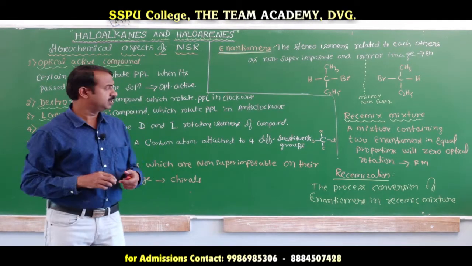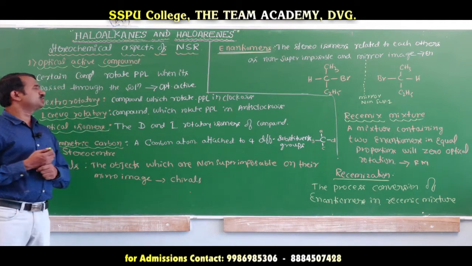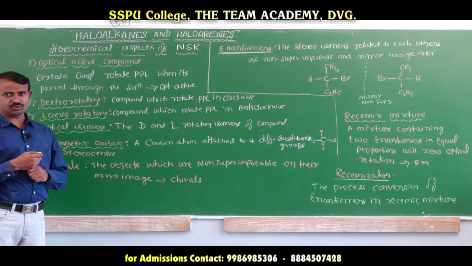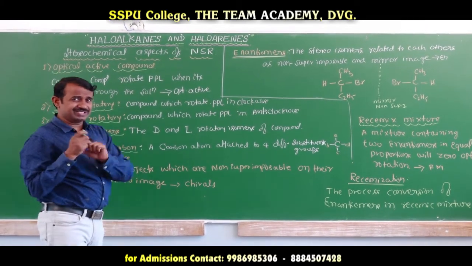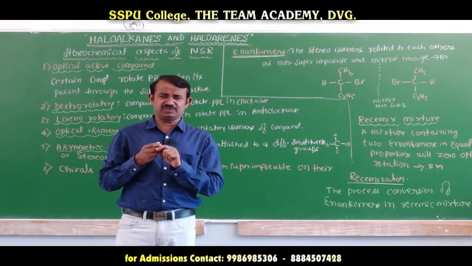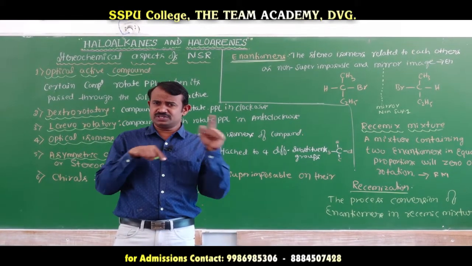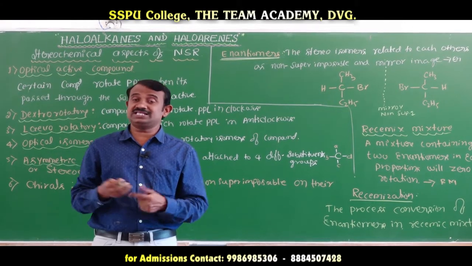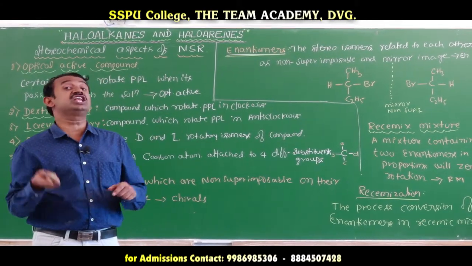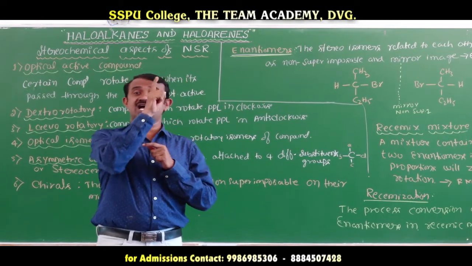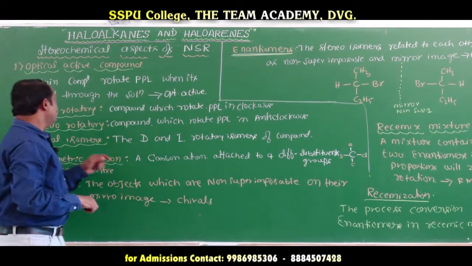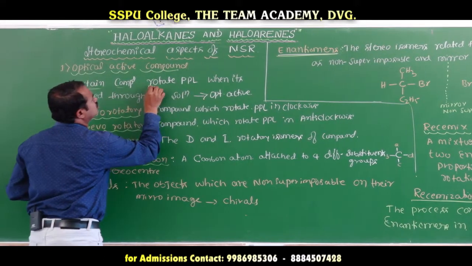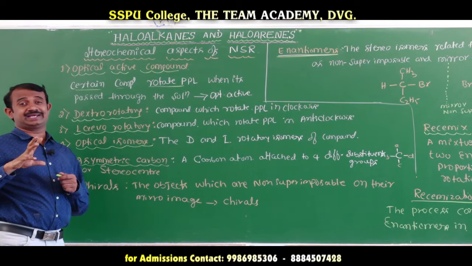Okay, students, we'll go for stereochemical aspects of some organic compounds. What is a stereocenter? A stereocenter means a carbon atom which contains 4 different atoms or groups of atoms. That is called a chiral carbon, or stereocenter, which is the optically active carbon. Optically active compounds are certain compounds that rotate plane polarized light.